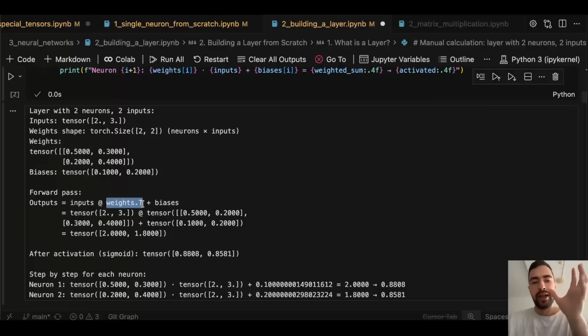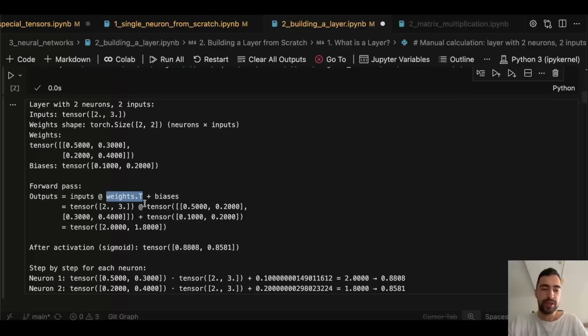Now, some people can also write weights matrix multiply inputs, or inputs transpose. This just depends on how you save your weights in memory. You know that matrix multiplication has some rules, but for now, let's just take it as is. So inputs at weights transposed plus biases. So we have input tensor at weights transposed.